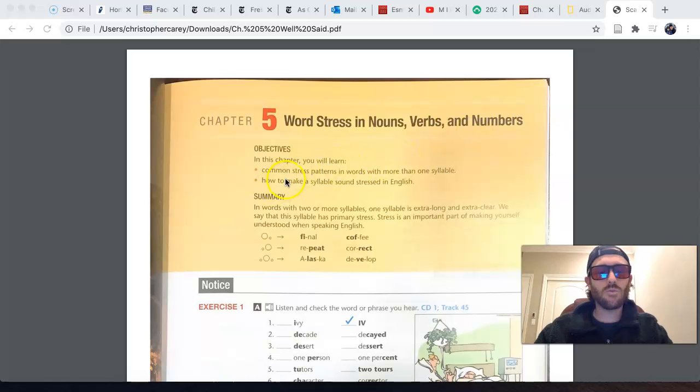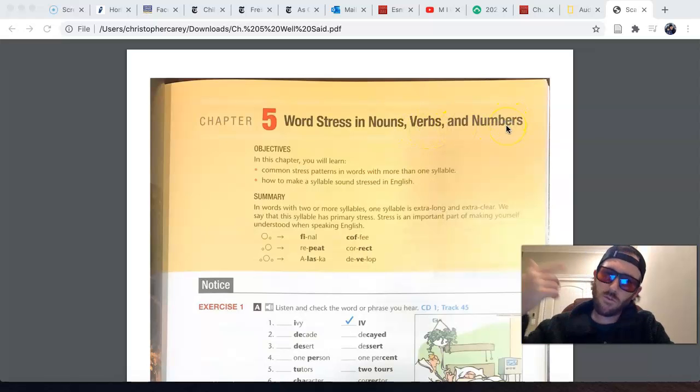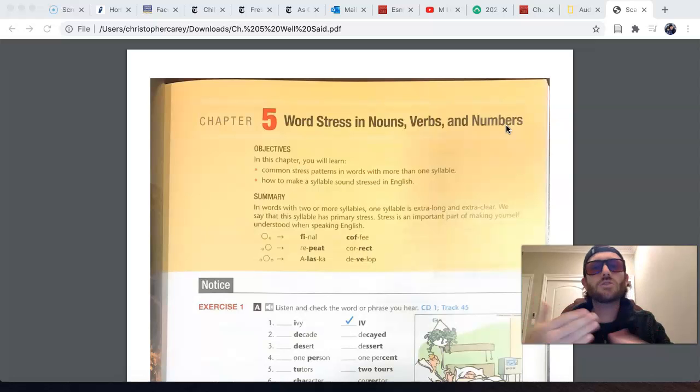In this chapter, you will learn common stress patterns in words. And we looked at these in 65. With two-syllable words, right? Words with more than one syllable. With two-syllable nouns, we looked at some patterns. With two-syllable verbs, we looked at some patterns. And with numbers, we saw some patterns as well. So we're going to review those patterns again, just as a refresher, right?